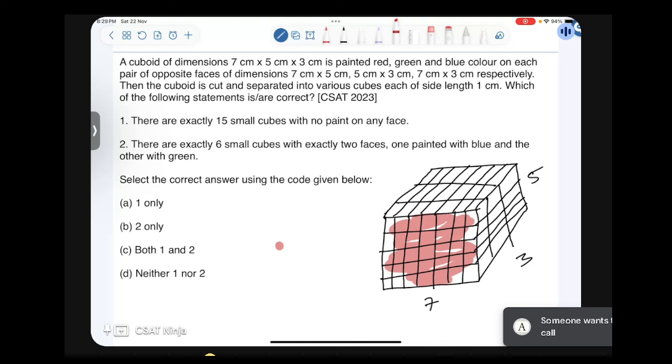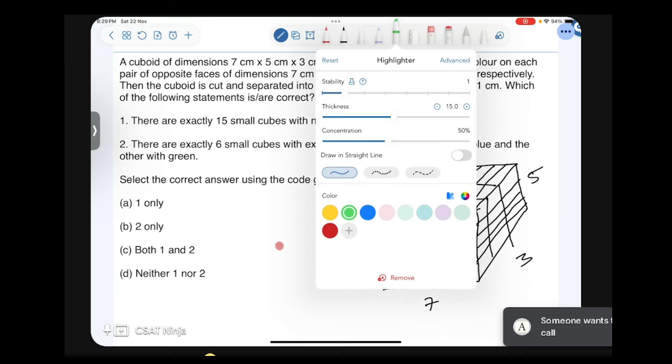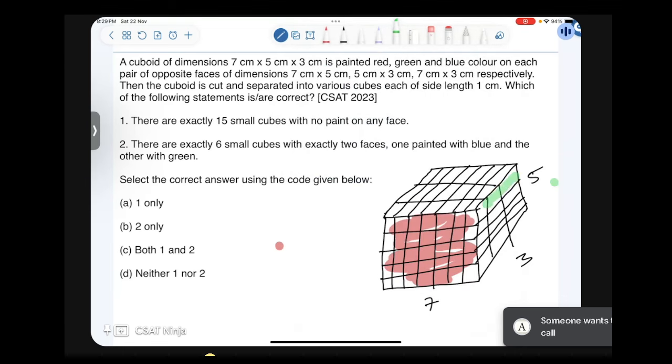And again, the second part of the question says 5 into 3 is painted green color. 5 into 3 means this part is painted green color. And 7 into 3 means, if you look here, 7 into 3, that means this one again, 7 into 3, which is this face, is painted blue color. So I'll try to paint that blue color if we have blue here, yes. So which means this is blue color. So this is what we have.